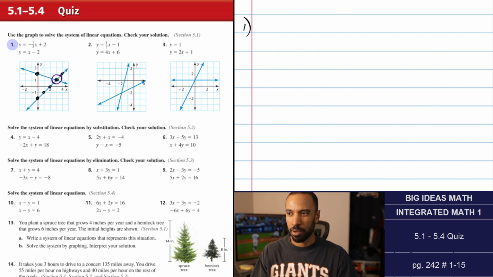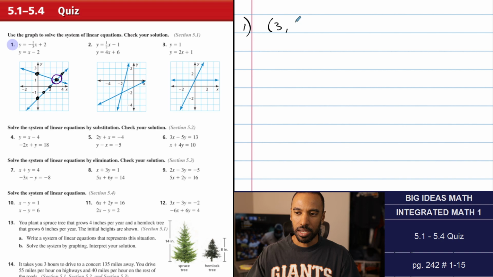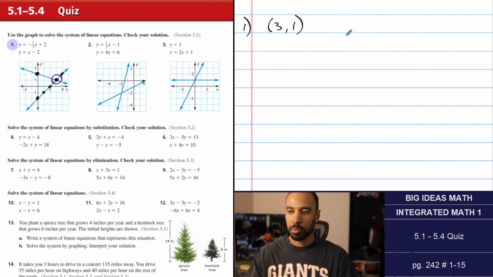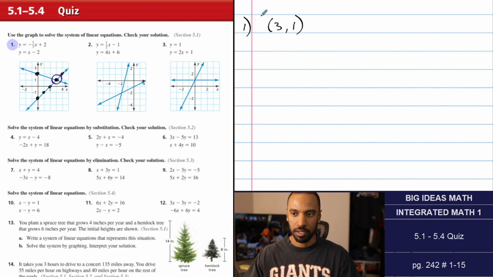I forget if I copied and pasted these at the time. I'll just leave it there. That point of intersection is 3, 1. When x is 3, y is 1, that should work for both equations simultaneously. That's the answer.